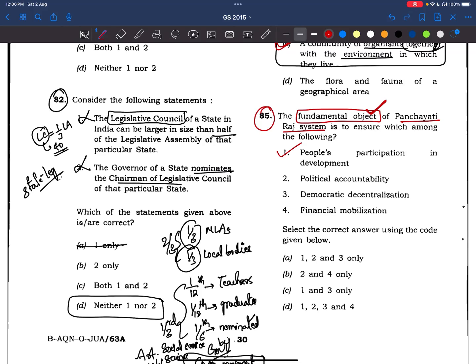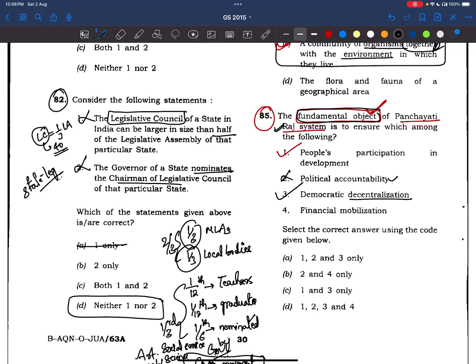Now, political accountability. See here, he is asking about the fundamental objective of the Panchayati Raj system, why it was purposefully established. Political accountability is already there even before the Panchayati Raj system. We are following the parliamentary system of democracy where the Council of Ministers is responsible to the Lok Sabha. So this is not the fundamental objective. Democratic decentralization. Yes, this is the fundamental objective. We want to decentralize the administrative system. That's why we have made the three-tier system of Panchayati Raj.